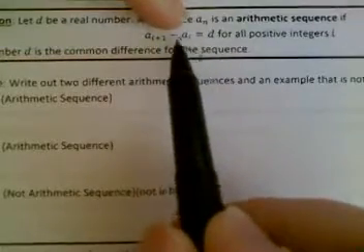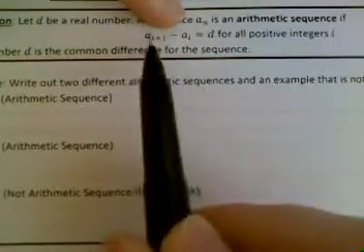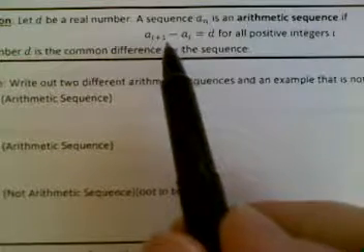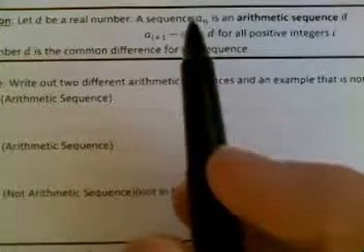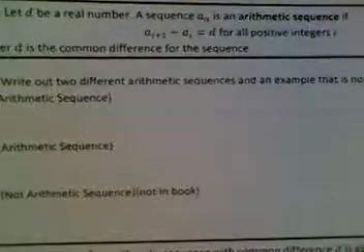If you move this over, if you add a sub i to both sides, you get a sub i plus d is equal to a sub i plus 1. So what we're saying is that for every single term, you're adding the same number to get to the next term. So let's go ahead and look at the examples.